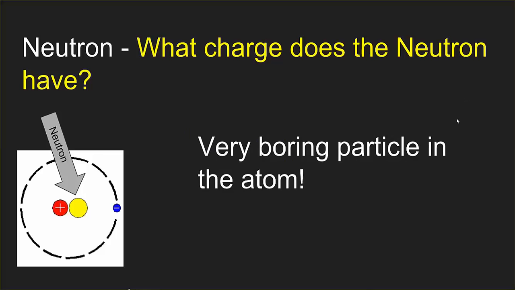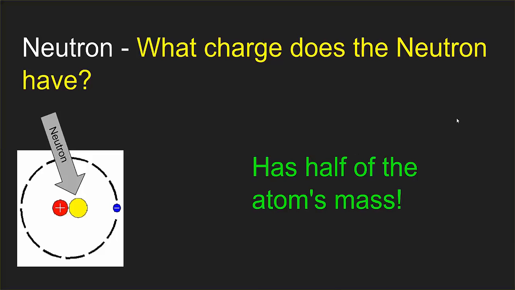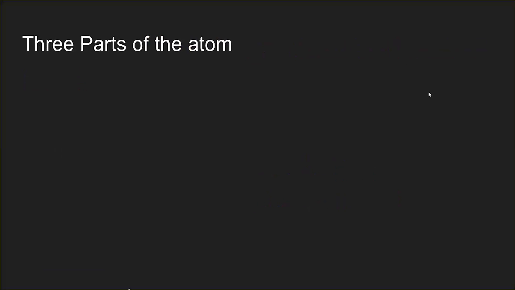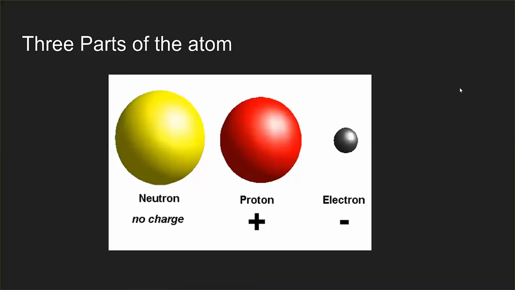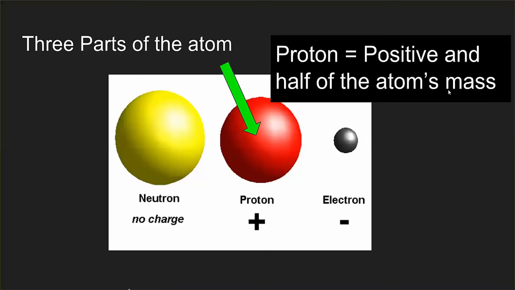Maybe you're going to think that this video is boring, because I'm repeating over and over again. But the neutron has half of the mass of the atom, so it's pretty important. Okay, so there's three parts of the atom. There's the neutron with no charge, the proton with a positive charge, and the electron with a negative charge. Proton, positive, and half of the mass of the atom. It's also the particle that determines what the substance is.